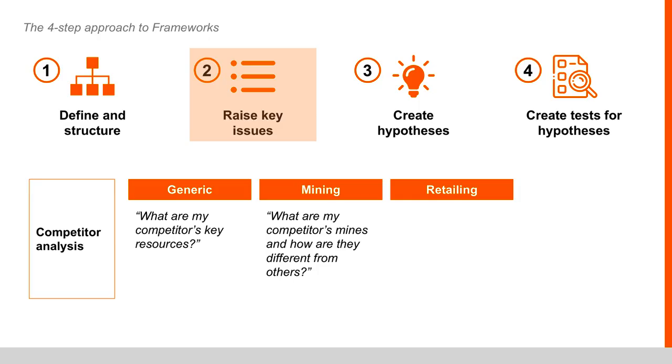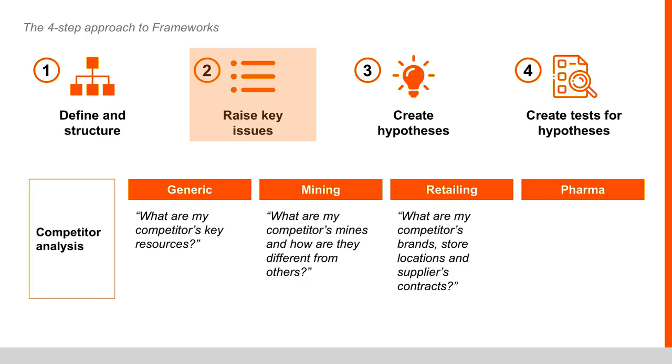Or if you're in a case in the retailing industry, you might ask something different, such as, what are my competitors' brands, store locations, and suppliers' contracts? And if you're in a case on the pharma industry, you guessed it, the questions are going to be different again. Something like, what are my competitors' brands, patents, and R&D pipeline? Now, a lot of candidates feel that this is riskier. They'll say, what if I forget a type of resource that is important in that industry? Am I not better off just asking the generic question and having the interviewer tell me what resources are important? And the answer is no.